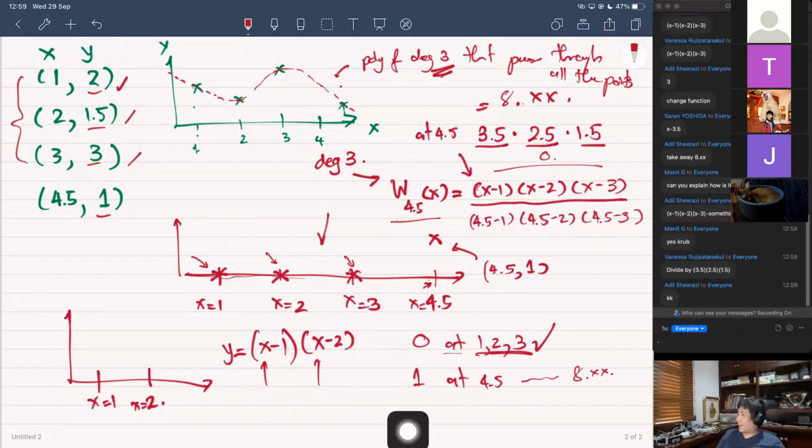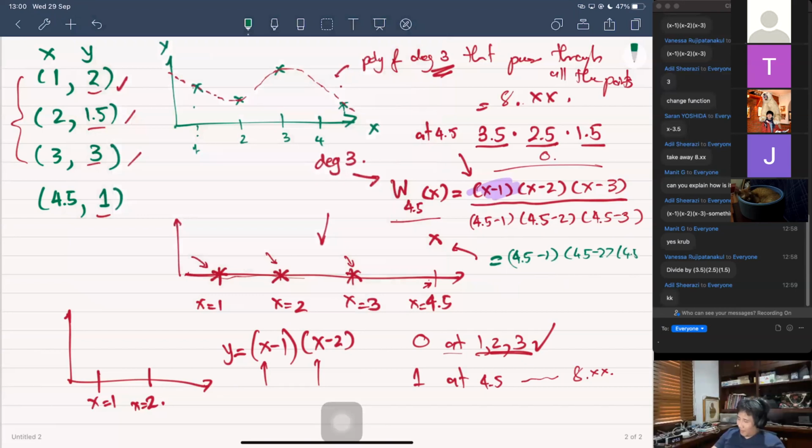Now, what happens when x is equal to 4.5? When x is equal to 4.5, the top part, I plug in x equal to 4.5: 4.5 minus 1, 4.5 minus 2, 4.5 minus 3, and then divide by that exact same thing. Then I guarantee that should be 1. Everything cancels out and it works out to be exactly 1. And it is what I need.